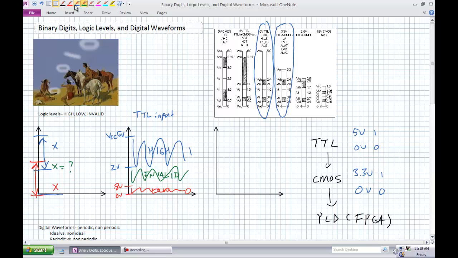There are also different standards for output. For an acceptable TTL output, obviously 5 volts, and you're going to say 2.4 volts.